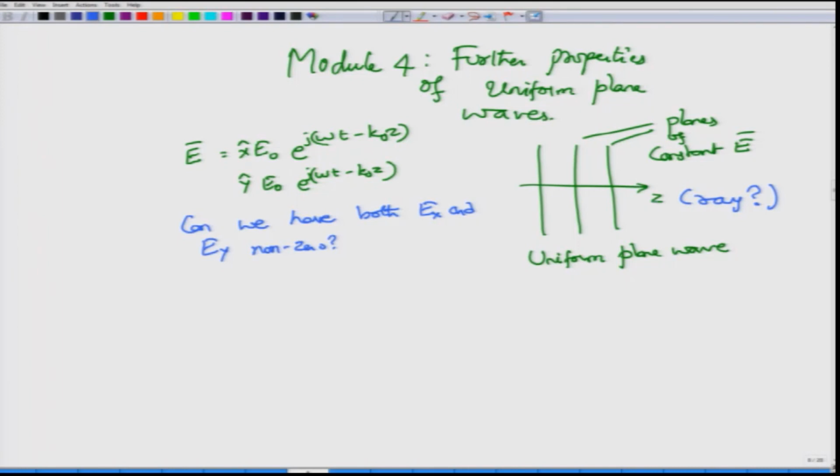This is pictorially shown in this diagram. I have drawn an axis along the z direction, and then erected lines indicating constant values of electric field. If you take two constant planes such that the electric field value is the same at both, the distance between them is called the wavelength.